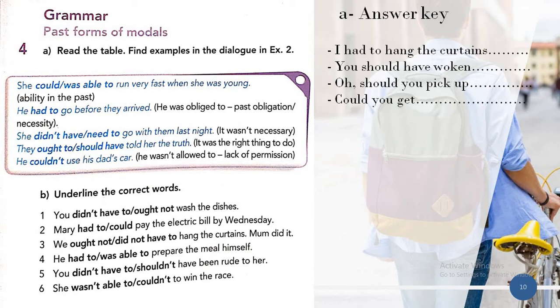And let's move directly to B. Underline the correct words. So 1, 2, 3, 4, 5, 6 sentences. Please read them very clearly and carefully and try to underline the correct answer. Again, I will ask you to pause the video and do the exercise. Good. Okay, B. I repeat, underline the correct words.